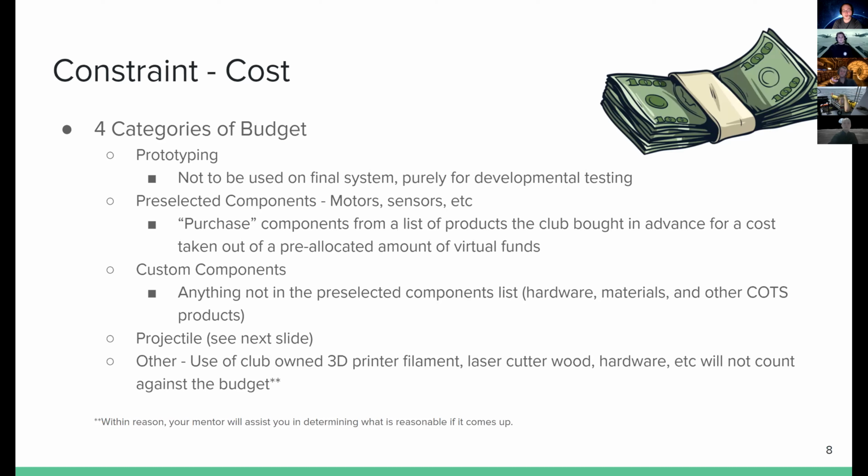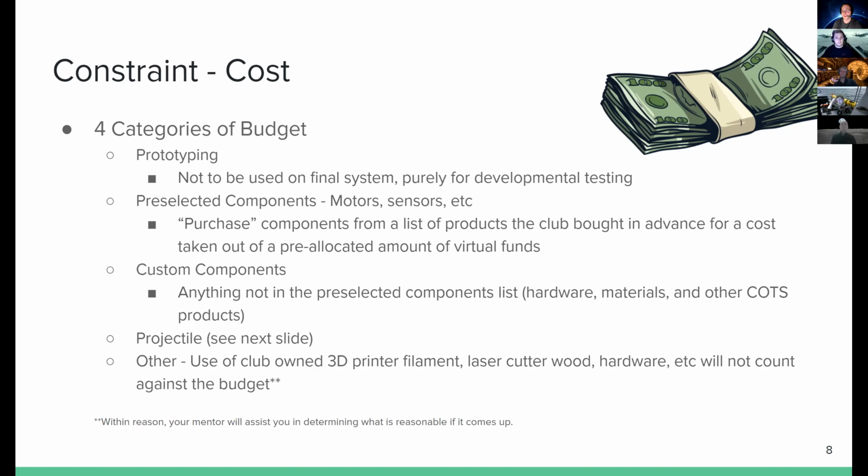Pre-selected components is the next category. I'm going to take a minute to explain this because it's a bit of a weird concept at first glance. What we're going to do as a mentor team is purchase some sensors, motors, servos, that type of stuff that we've worked with before or have confidence in the specs of, and have them sitting in a pool of communal devices. And then if you guys want to use that for your payload, you'll spend money to buy them. The price will be relatively similar to the actual cost of the item, but maybe not exactly.